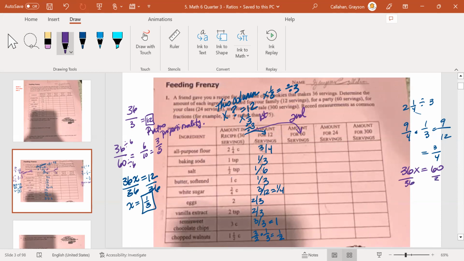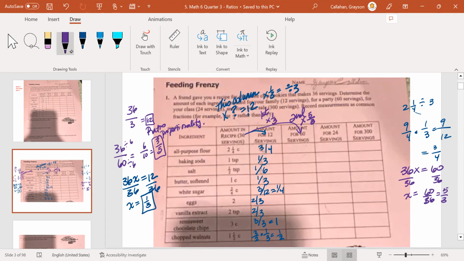Divided by 36 on both sides, x equals 60/36. Didn't we just do 36 divided by 60 gives me 3/5? Didn't we just reduce that? This is 5/3. So you have to do the opposite. You have to flip it. So we're going to multiply everything by 5/3 to get to 60. For the first column, we times everything by 1/3. Do you see the difference there?